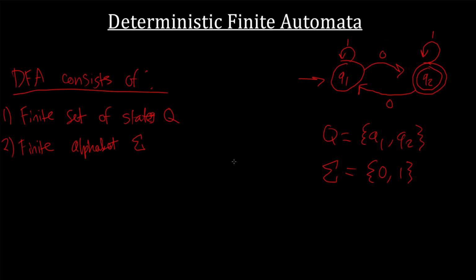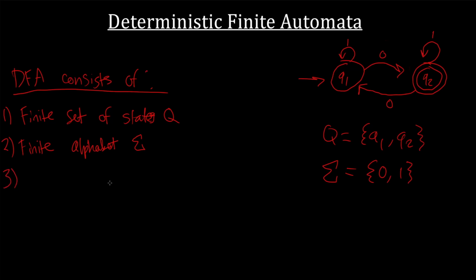So again, the alphabet, just to reiterate, is the set of all of the possible characters that can be in your strings. So it's the set of the characters that the DFA can read, essentially. So we do indeed have a finite alphabet for our example DFA, so this condition is satisfied.